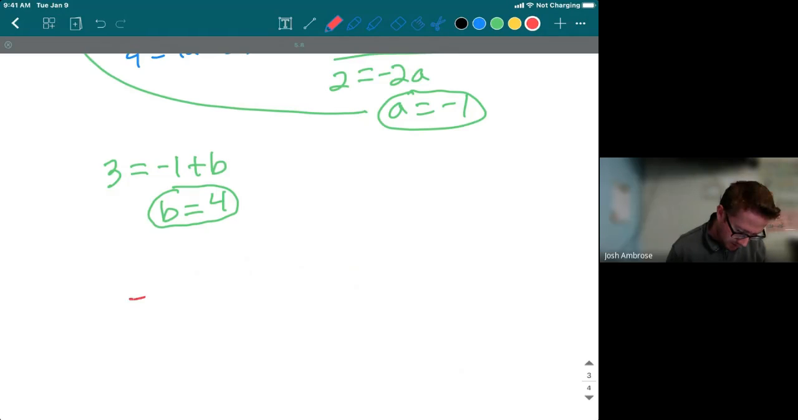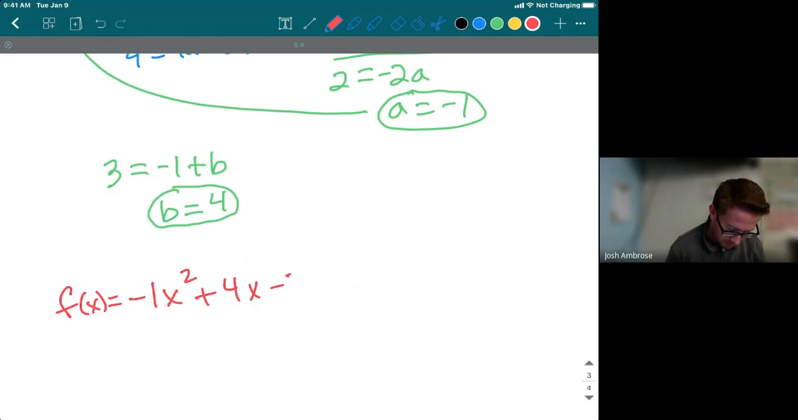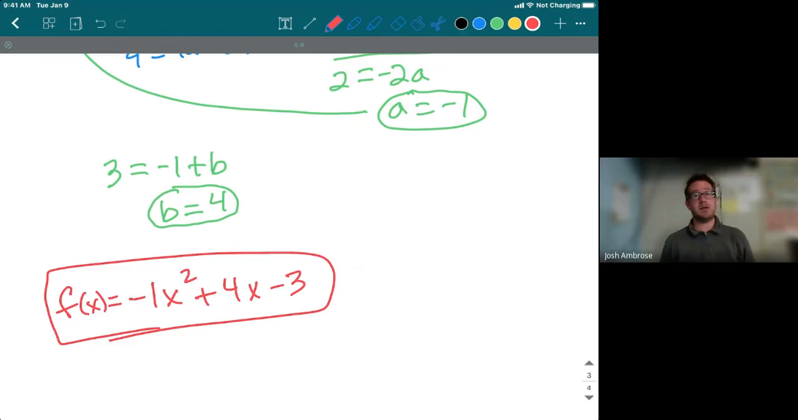We're going to start with f of x equals a negative 1 x squared plus 4x minus 3. Now we are in business. There we go. That's the whole process right there. Rewatch that if you need to see it. I'm actually going to do one more for you.